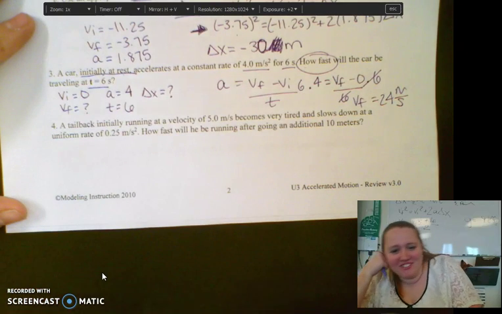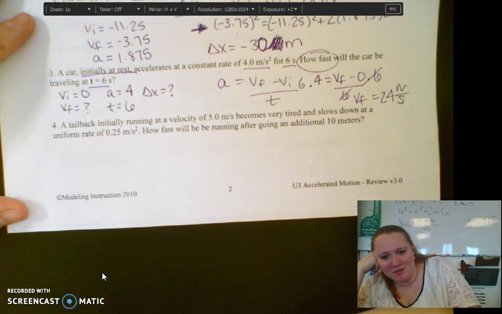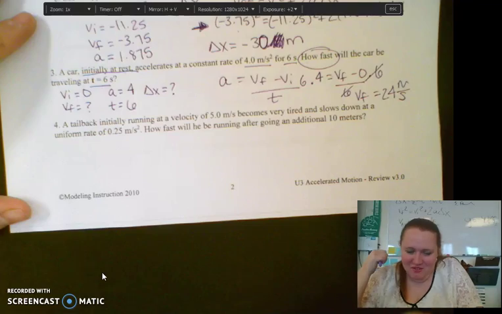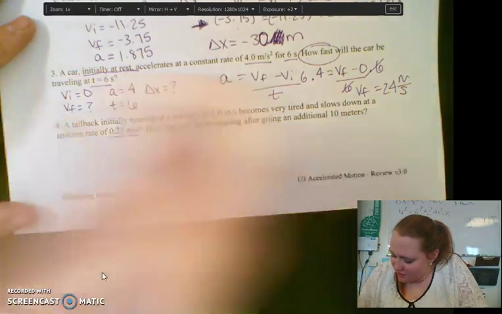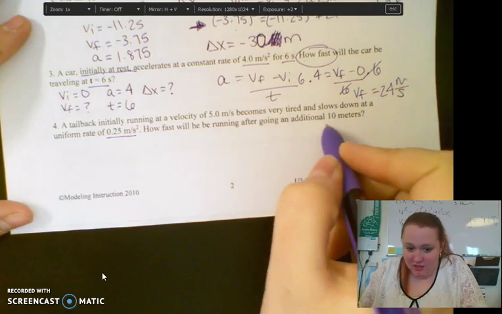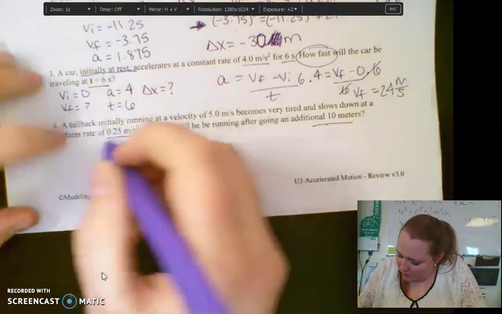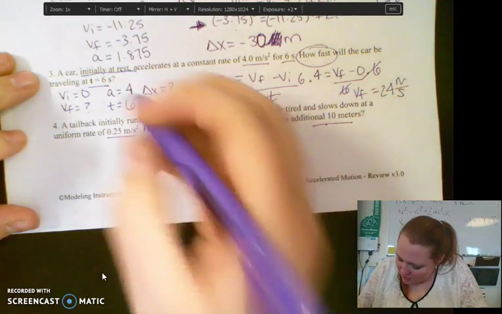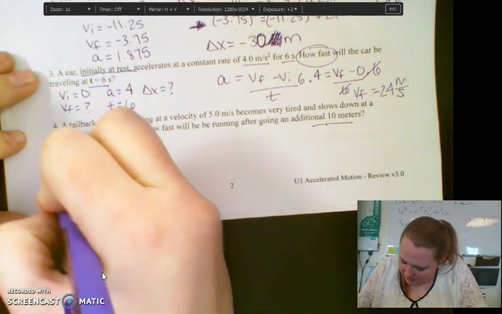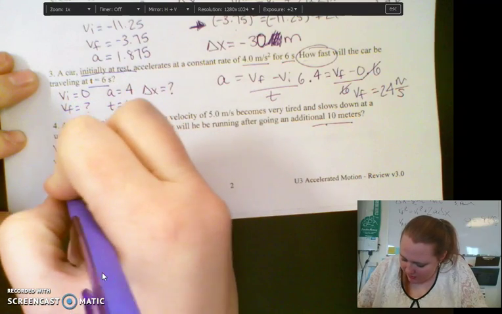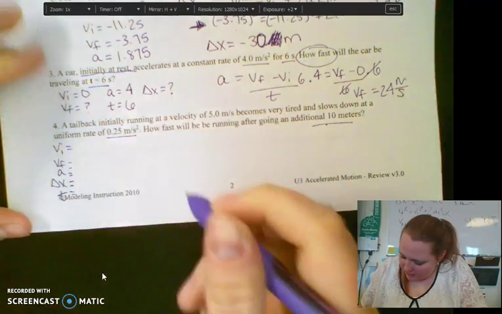A tailback initially running at a velocity of 5 meters per second becomes very tired and slows down at a uniform rate of 0.25 meters per second squared. How fast will he be running after going an additional 10 meters? So, we need to write out our variables, VI, VF, A, delta X, and T. We have to figure out what we have and what we need.